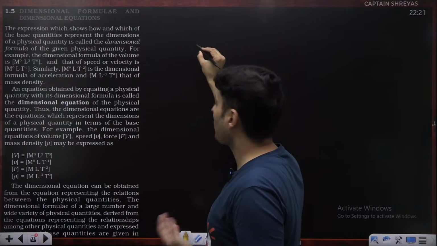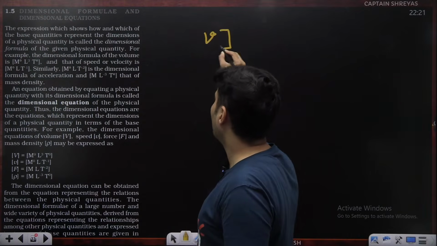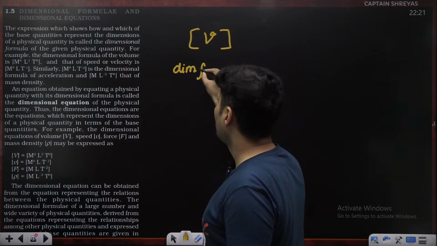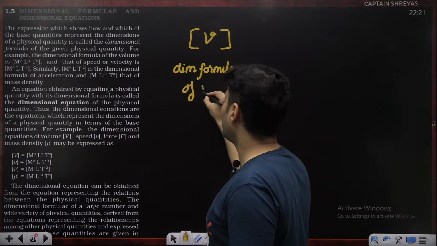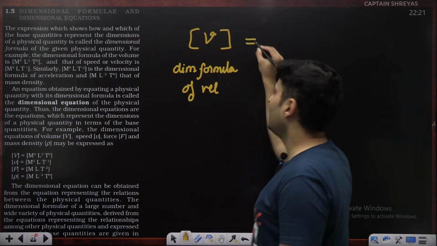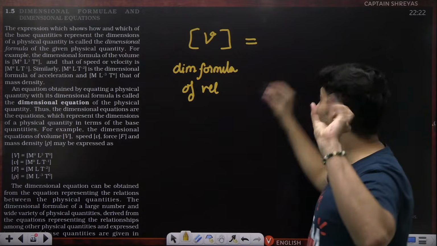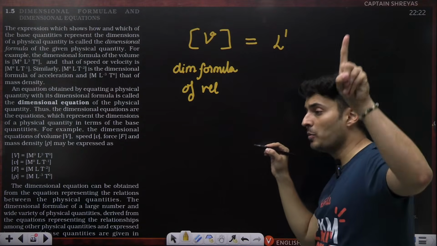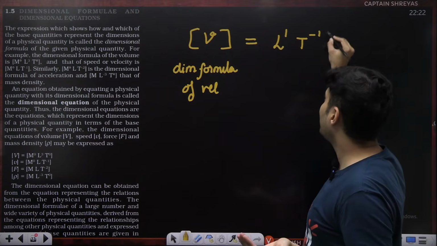So when I say, for example, velocity, and I put square bracket, what I'm asking you is, what is the dimensional formula of velocity? So velocity depends on displacement and time. Displacement by time. Displacement is length raised to 1. So displacement was in the numerator, so positive 1. By time, so time's power will be negative 1.